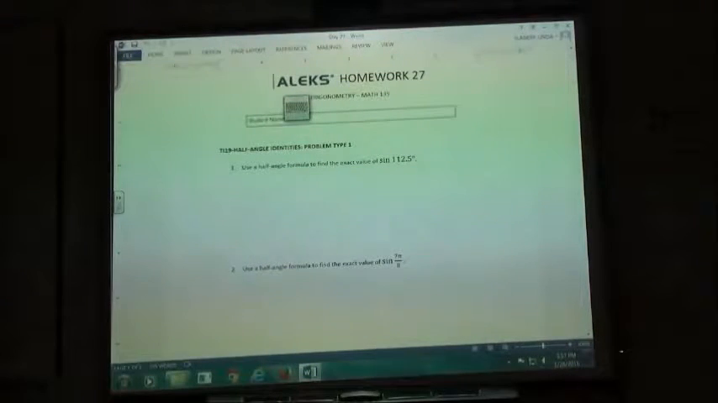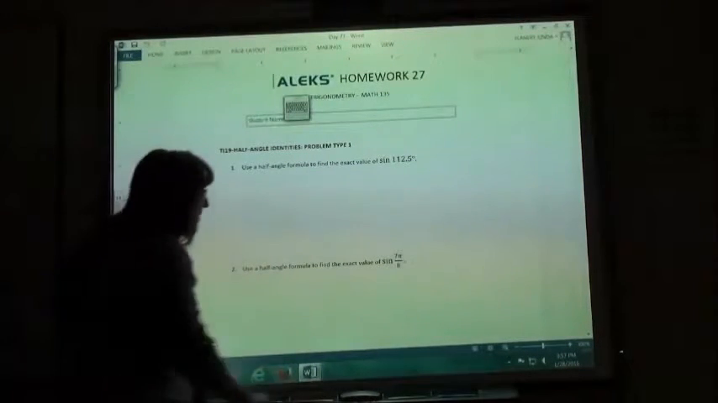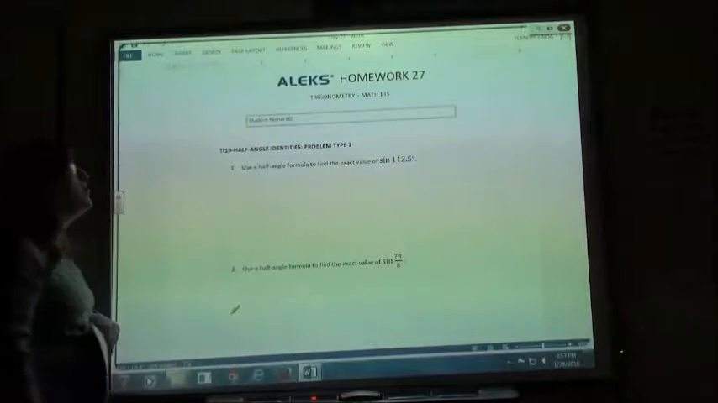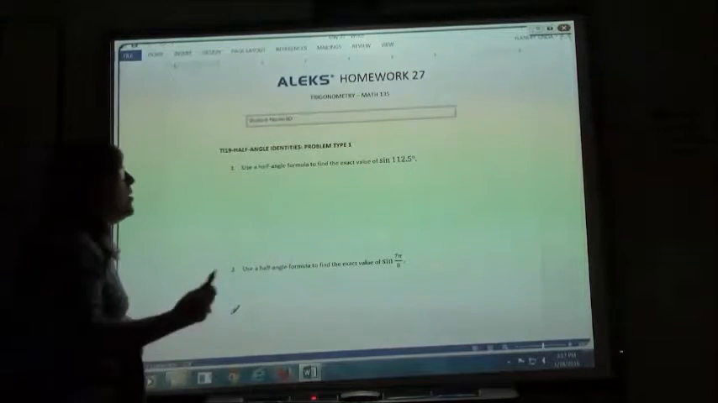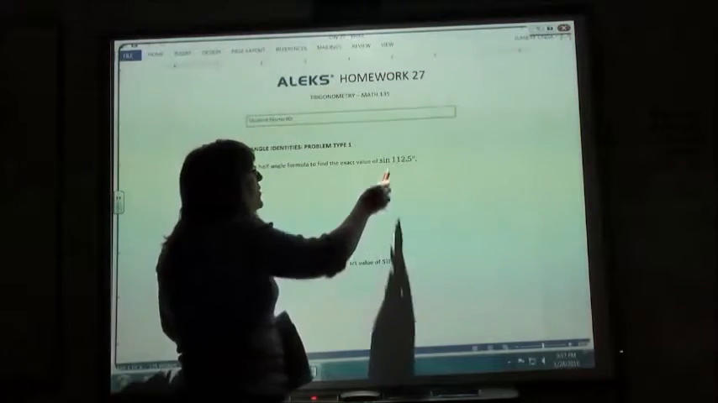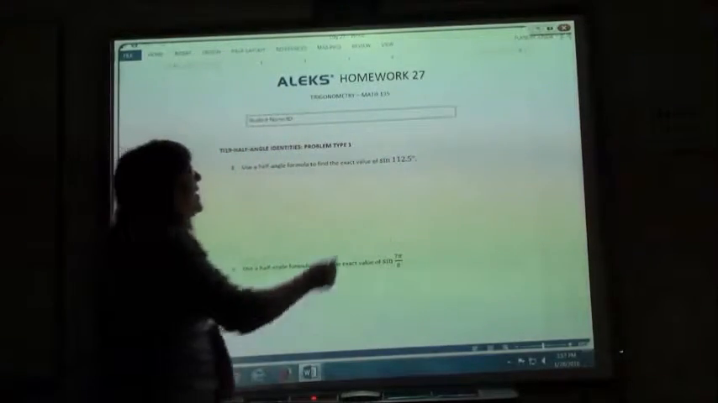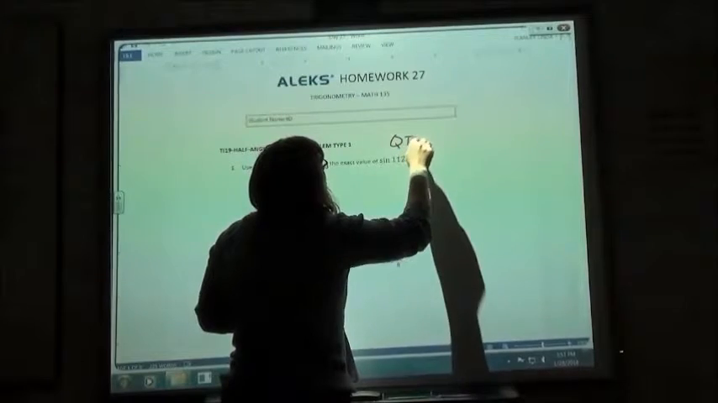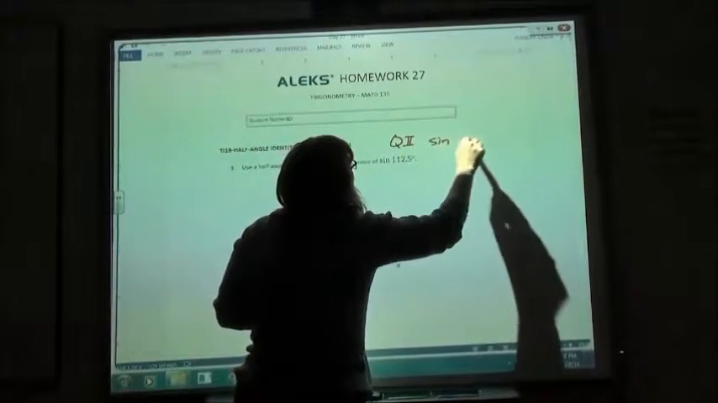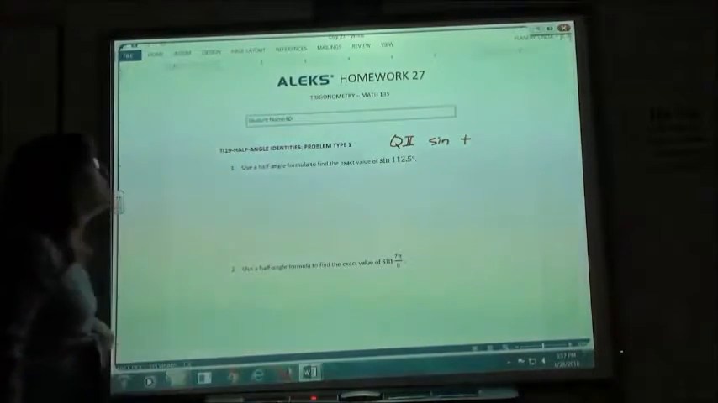First one, we are using the half angle formula to find the exact value of the sine of 112.5. First thing we want to do is figure out what quadrant that's in. 112.5 is between 90 and 180. So we know we're in quadrant 2. We know that our sine is going to be positive when we're in quadrant 2.